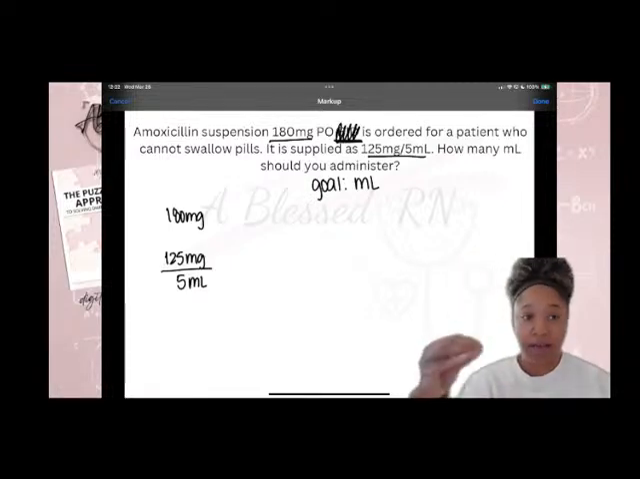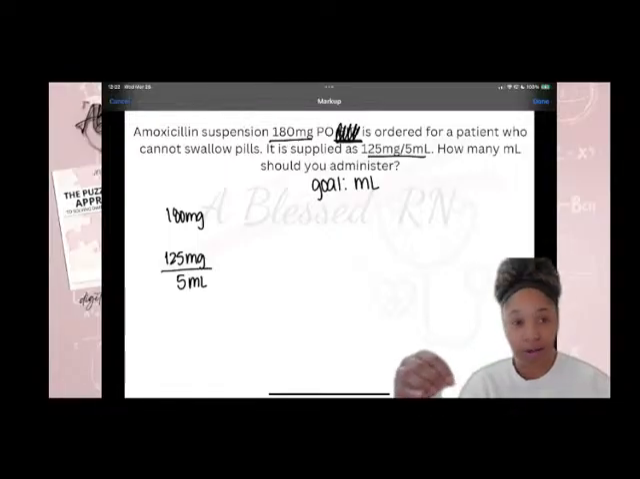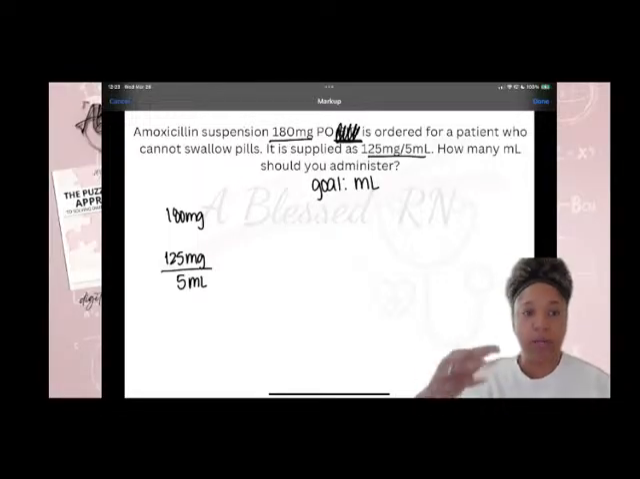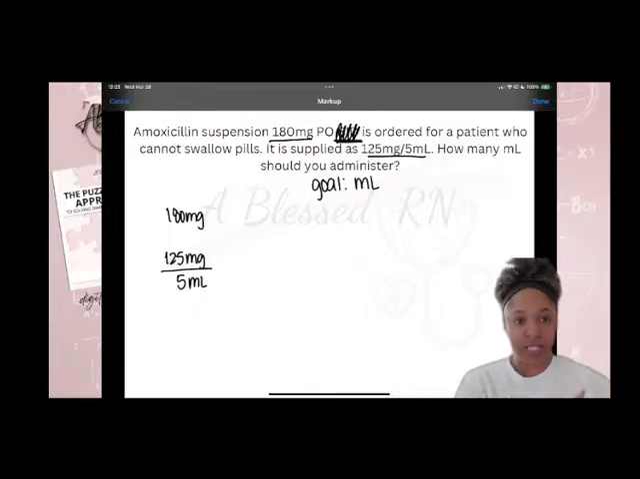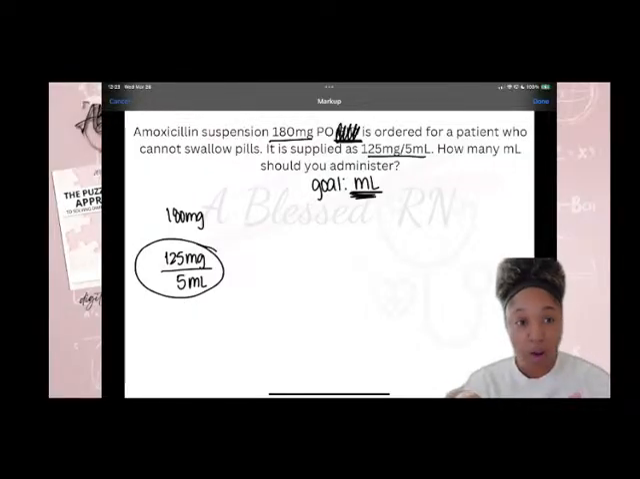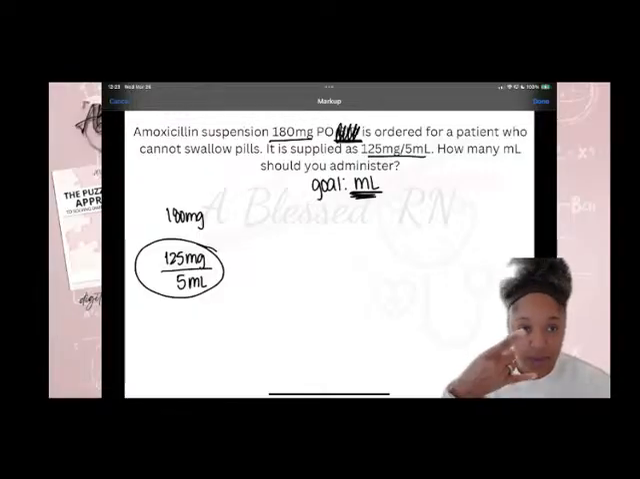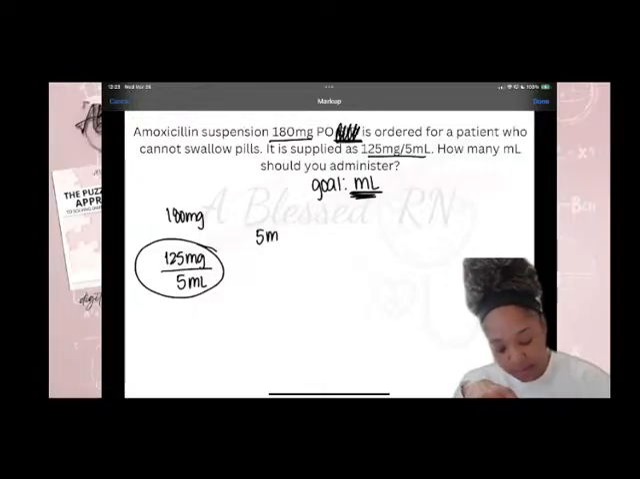So, what am I going to start with? Because this is a lot of the problems that people have with dimensional analysis: how do you set it up? How do you determine what's on the top and what's on the bottom? So, you always start with your goal, okay? This has my goal unit in it, right? Milliliters. So, what am I going to do? I'm going to flip it and put it on the top. 5 ml over 125 milligrams.